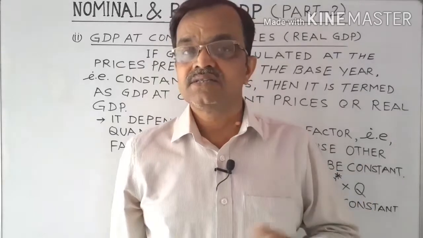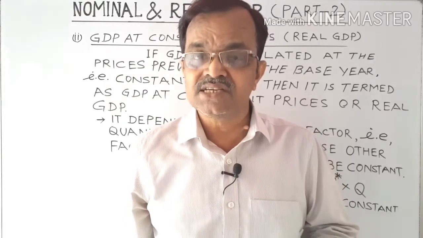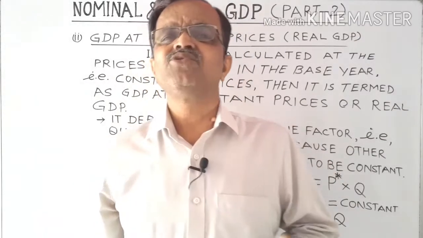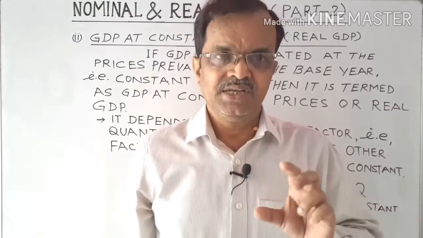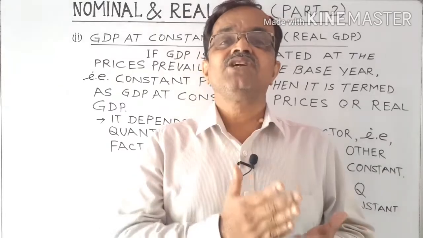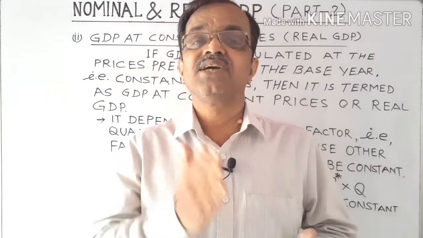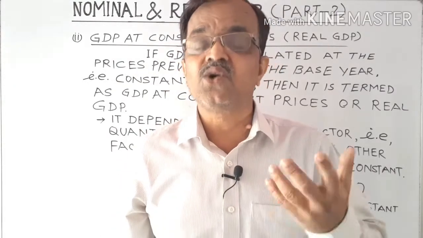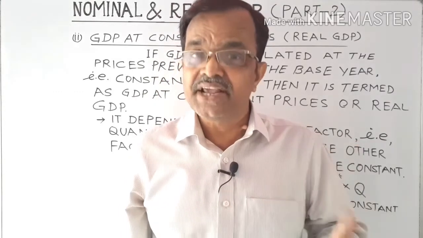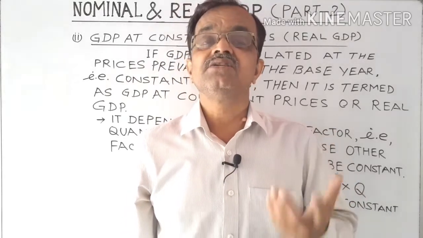Now let's start. The second aspect of GDP, that is the GDP at constant prices, also called real GDP. So far as computation of GDP is concerned, if the calculation of GDP is made at the base year's prices, that is the prices prevailing in the base year or the constant prices, and not at the price of the accounting year, then what we get is called the GDP at constant prices or real GDP.